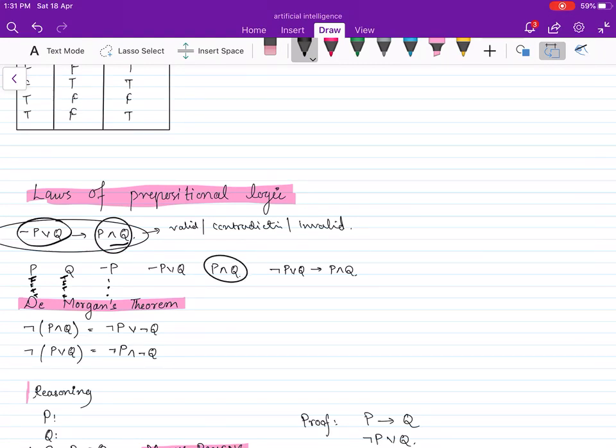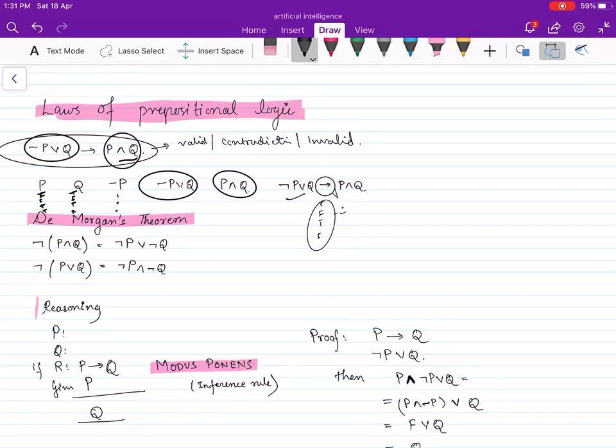Not of P and Q, and after this we can put the implies symbol to that and calculate the corresponding true and false values for this. So after having these values we can check whether it is all true. If it's all true, then it is valid. If it's all false, it is a contradiction.